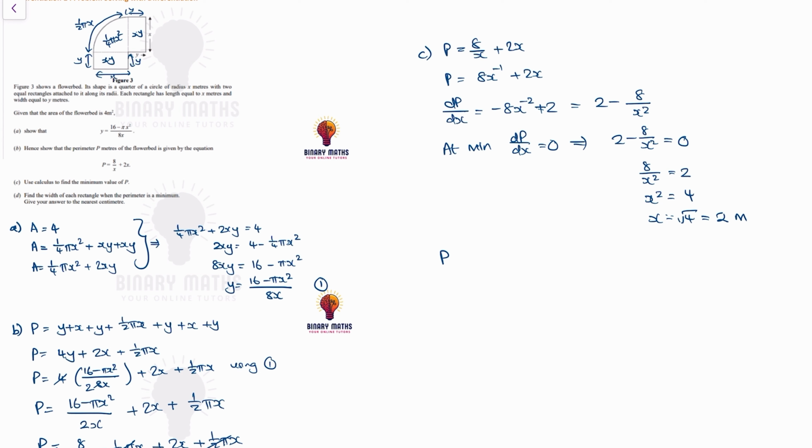So the perimeter, which is 8 over x plus 2x, is equal to 8 over 2 plus 2 times 2, which is 4 plus 4, which is 8 meters.